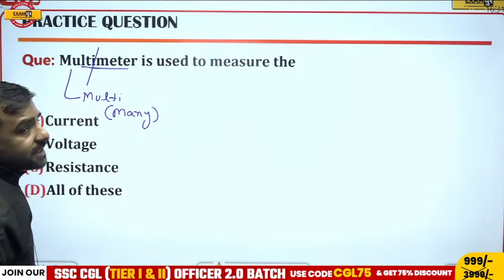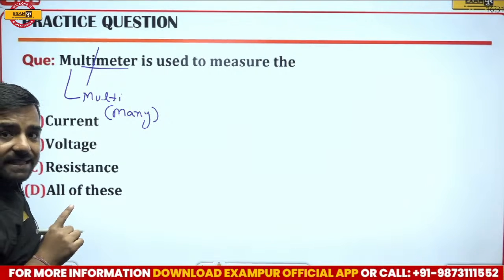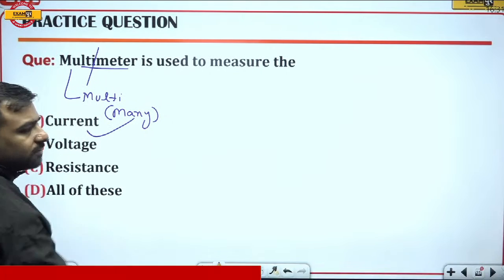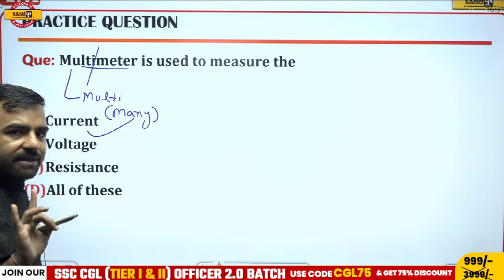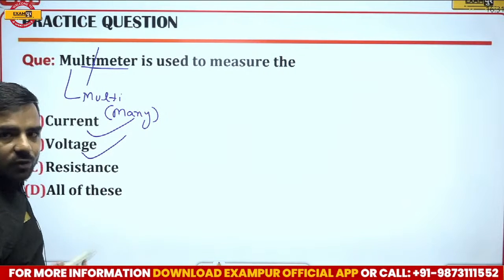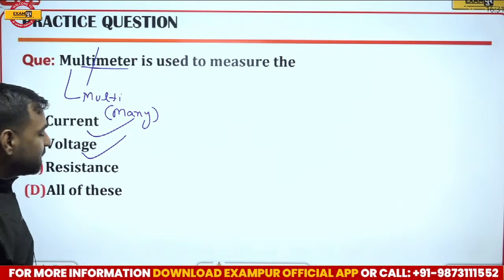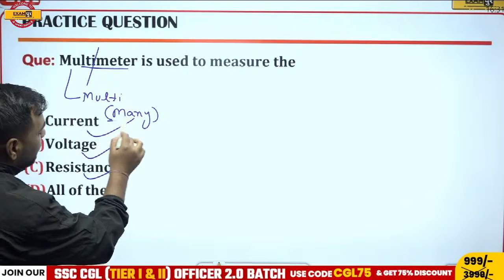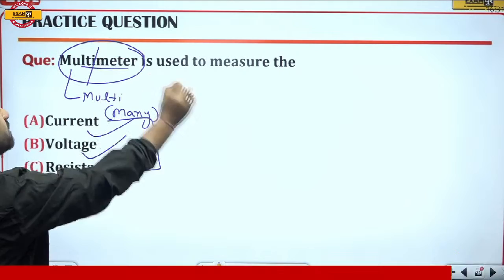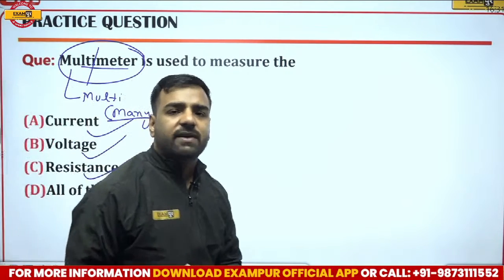Obviously, a meter is a device which measures many of the different units. So it is current also. Obviously, an ammeter measures the current, no doubt about that. But still, a voltmeter measures voltage, and resistance too. If I want to measure all these things, I can use a single device which is known as a multimeter. And you might have seen this device.